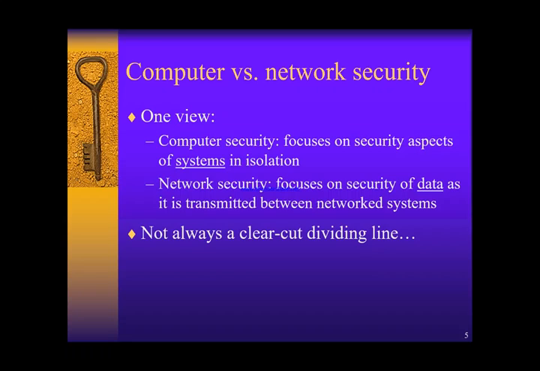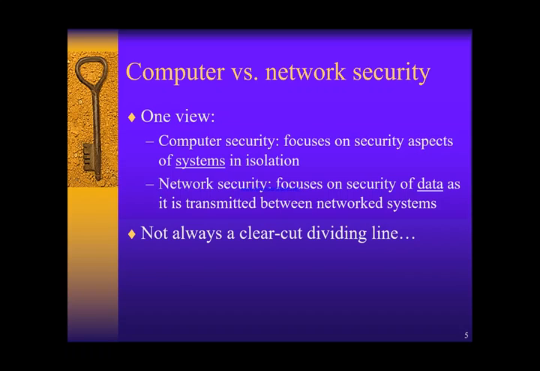Computer security focuses on security aspects of systems in isolation, and network security focuses on the security of data as it is transmitted between networked systems. Computer security focuses on the security of a system in isolation. Suppose you are working on a desktop or some system, and sometimes the system is switched on and in an idle state.